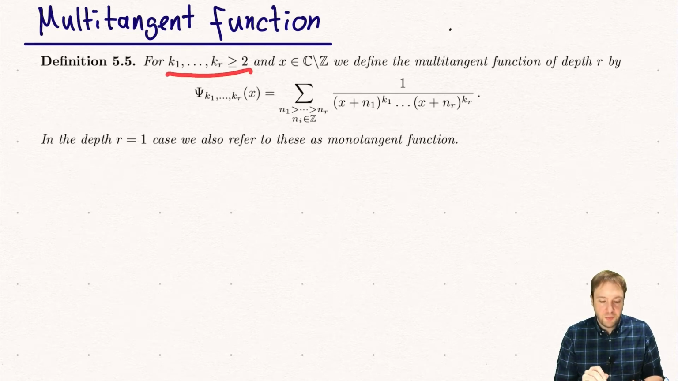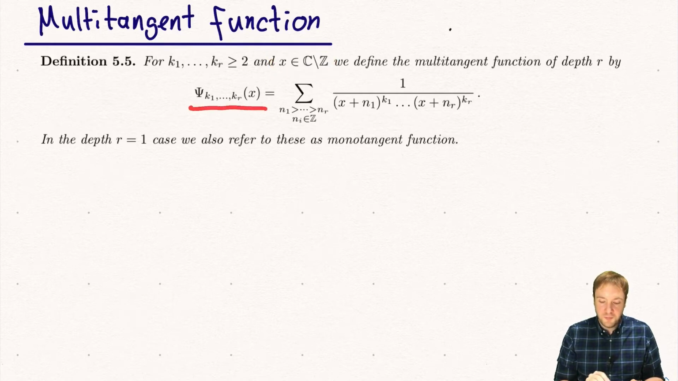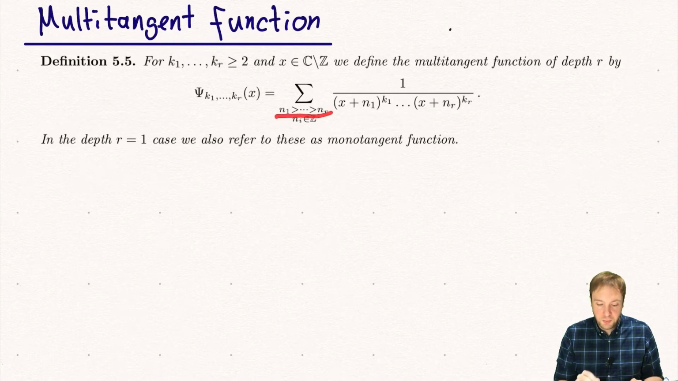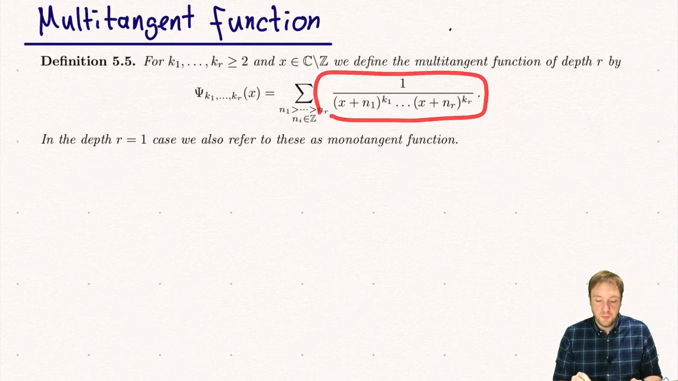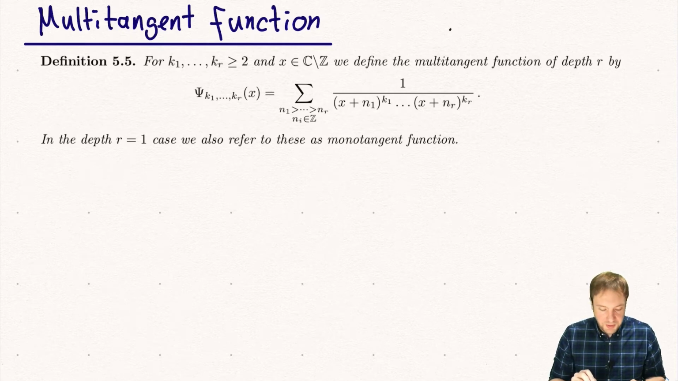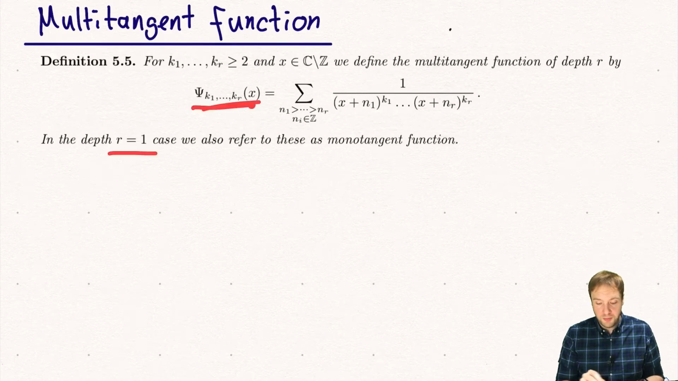So for integers k1 up to kr greater or equal to 2, and some complex number x, which is not an integer, we define the multitangent function of depth r as psi k1 to kr of x, and this will be given by this ordered sum here. But notice that here we take all integers, so they don't need to be greater or equal to 0. It's just that we have ordered integers, which can also be negative, and then we take the sum over 1 over x plus n1 to the k1 up to x plus nr to the kr. And in the depth r equals 1 case, we call them a monotangent function.